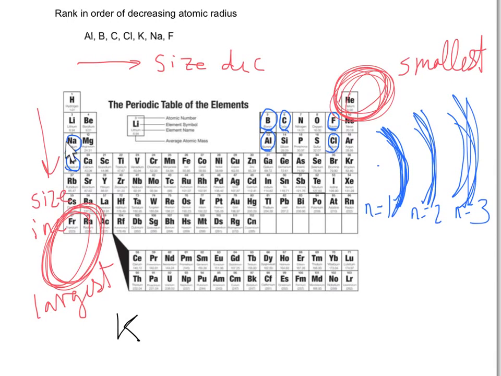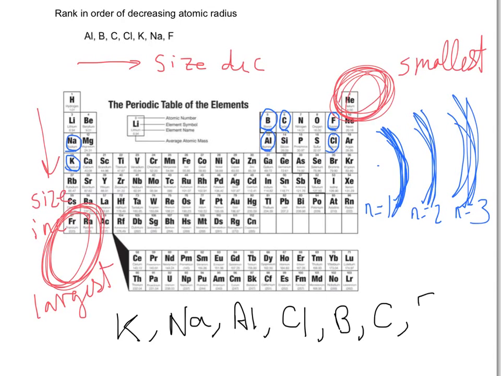Okay, then between sodium, aluminum, and chlorine, remember size decreases as you go across. So out of those three, sodium would be the largest, followed by aluminum, followed by chlorine. All right, then in your second energy level, again size decreases as you go across. So the largest out of those three would be boron, then carbon, and then fluorine.